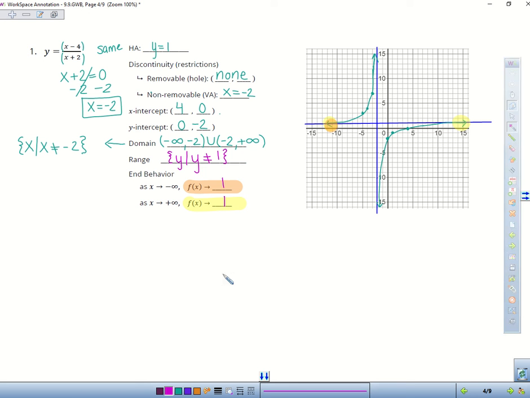Alright, so what do you think so far about this one? Did you understand all the steps? Okay, let's try another one. We're going to do an example of each type, top heavy, bottom heavy, same. So that's kind of the goal.